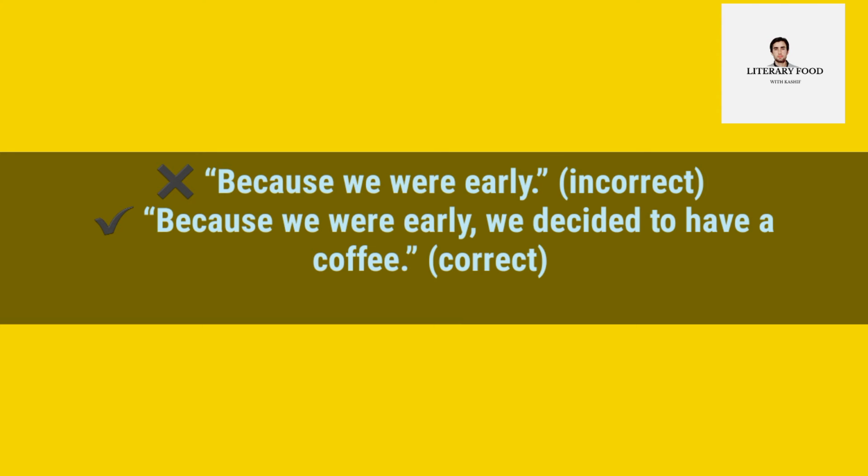As the first sentence is a dependent clause without an independent clause to complete it, it is considered a fragment and must be corrected. However, the second sentence is a complete sentence because the dependent clause is followed by the independent clause. We decided to have a coffee.